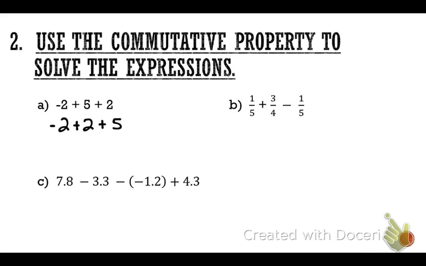Now, I want you to look at this first thing right here. -2 + 2. Do you guys know what that equals? 0. So underneath it, I'm going to put 0, and then I have to drop down what? +5. What's 0 + 5? 5. So because of the commutative property, I was able to switch some things around and easily find my answer. Let's look at the next one.